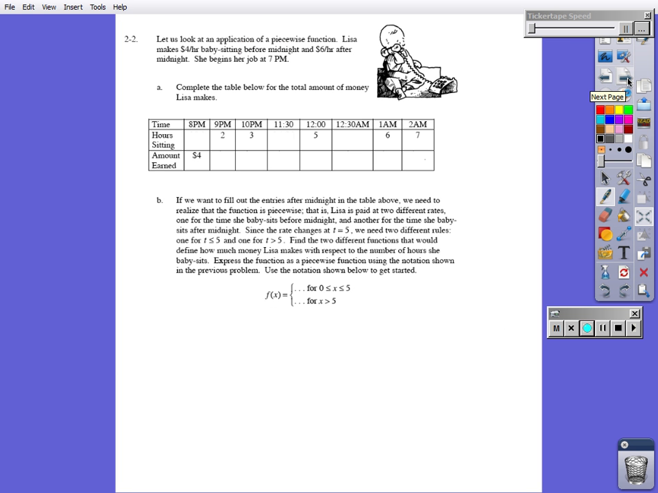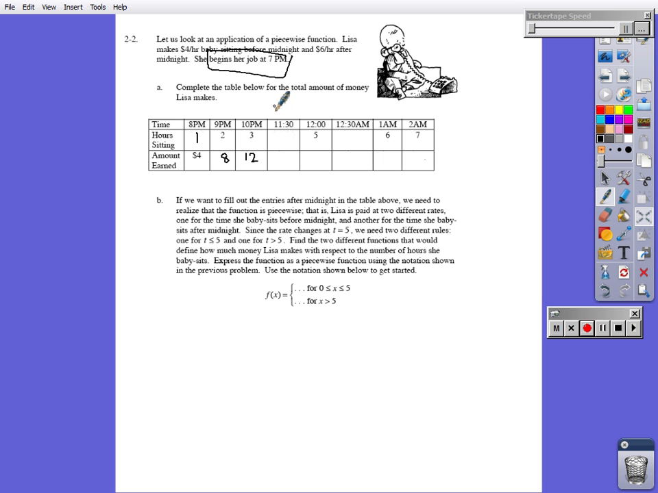Problem 2-2, let us look at an application of a piecewise function. Lisa makes $4 an hour babysitting before midnight, $6 an hour after midnight. She begins her job at 7 p.m. Complete the table, the money amount shown. Here, it's $4 an hour until midnight. So if hours of babysitting, she starts at 7, so that's term 0, so this is the first term. After the first hour, she has $4. After the second hour, she has $8. After the third hour, she has $12.